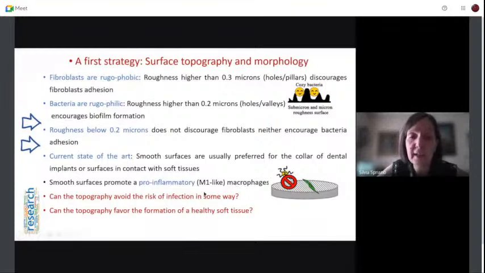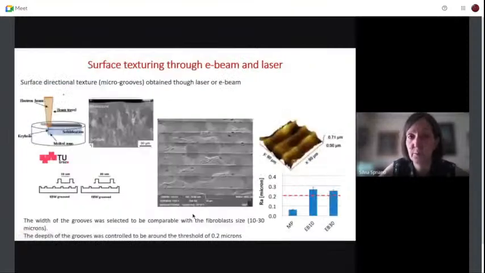So we tried with a physical modification of the surface to get topography able to avoid the risk of infection and to favor the formation of healthy soft tissue. Through the collaboration with Dr. Varkomica, who is attending this webinar at the Graz University, we performed surface texturing through E-beam and also with laser.